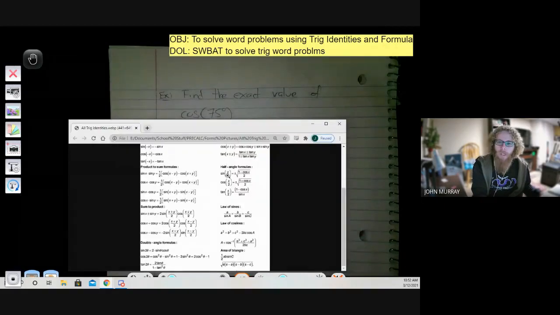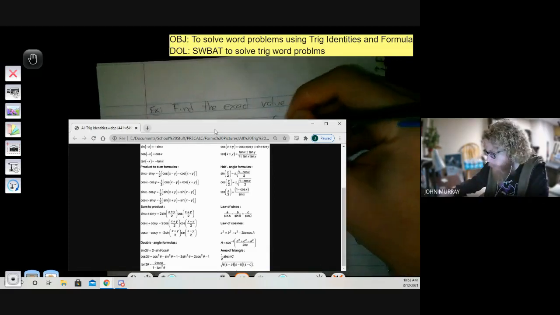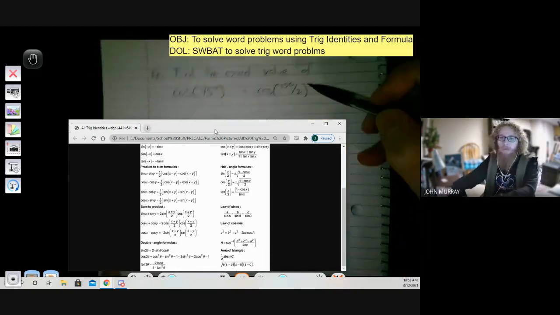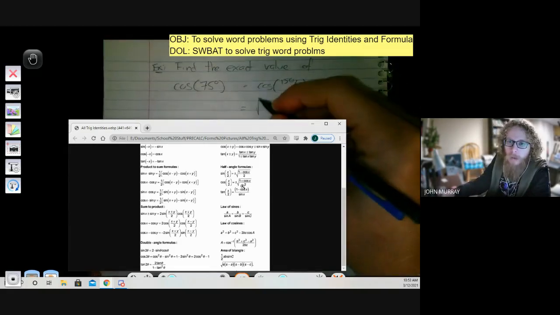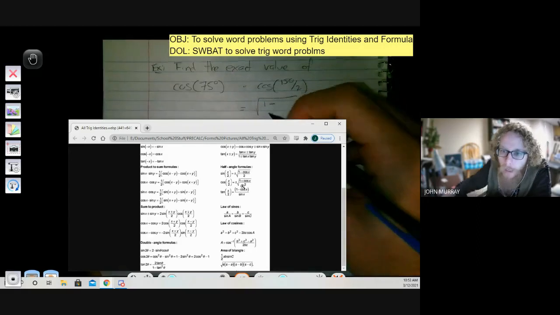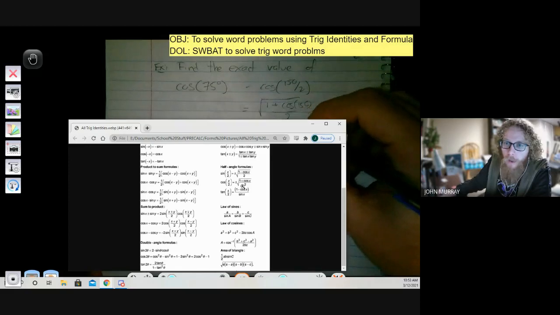So for the half angle formula, can I set it up? What would an angle be divided by 2 to get me 75? Well, what's double of 75? That's 150. So I can set this up as the cosine of 150 over 2, and then I would use my half angle formula here. I would plug in 150 for x. So this would be the square root of 1 plus cosine of 150 over 2.